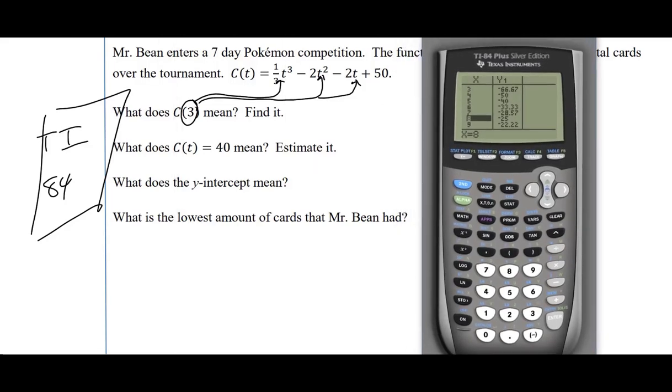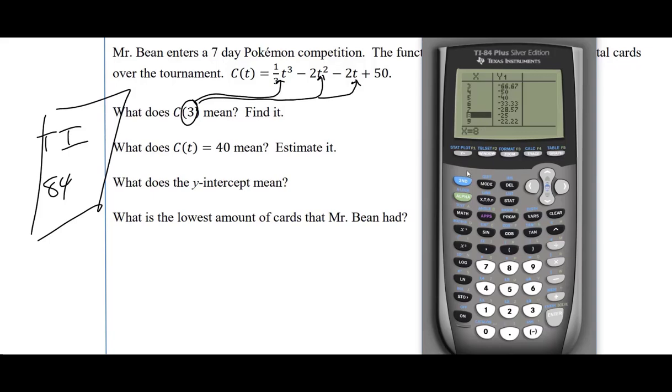All right, I'm going to show you where you need to go so that you can get this correct. First, you need to go to the Y= button. It is right here. Make sure everything is cleared out, and you're going to type that in. You're going to put parentheses around the fraction, so 1 divided by 3 in parentheses, close parentheses, and then t to the third.